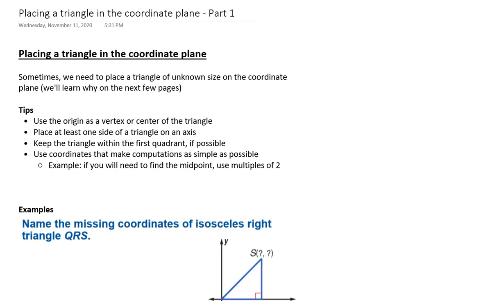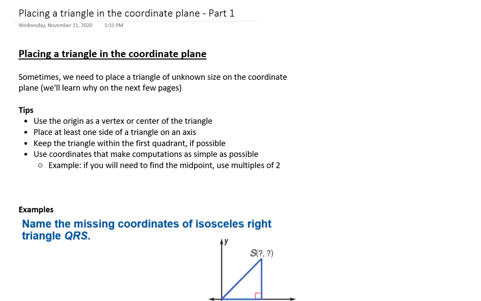So we're first going to start by just having some that are already drawn on a coordinate plane and from information figuring out what its coordinates would be. Then we'll practice actually placing them on the coordinate plane. And then finally, we'll actually do a proof using one of these drawings on a coordinate plane.